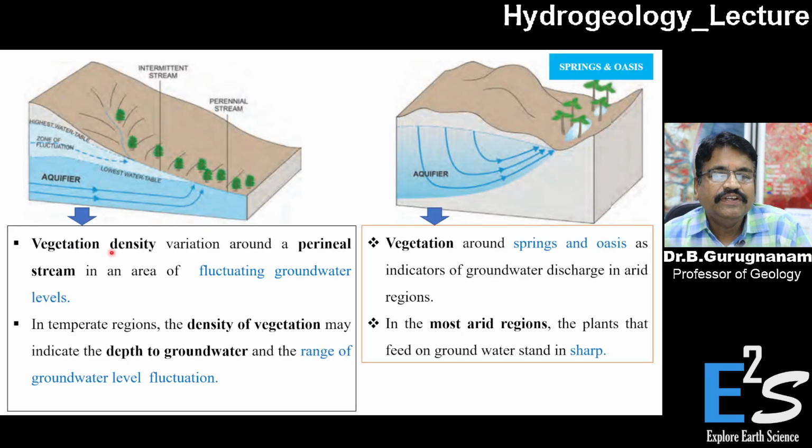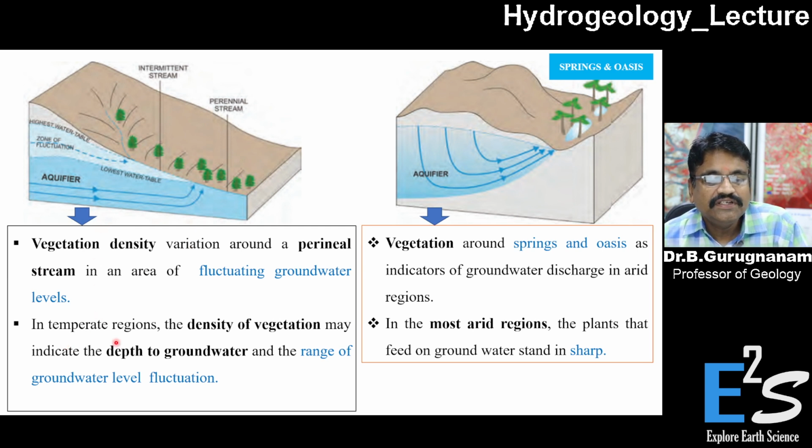Vegetation density variation is also very important. Vegetation density variation around a perennial stream in an area of fluctuating groundwater level. You see, this is the highest groundwater level in the post-monsoon season. After that, during the dry season, the water level will go down because of pumping. And here also you will have to check the density of vegetation in this particular area. Once the density is high, then obviously you will expect a good amount of groundwater.